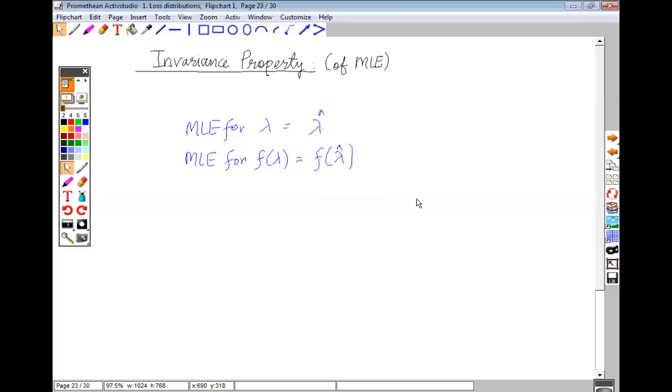So we started off with something known as the invariance property for MLE, which says that if we have a lambda hat as the MLE for lambda, then for any transformation on the same lambda hat, that itself will be the MLE for the same transformation carried out on the lambda.